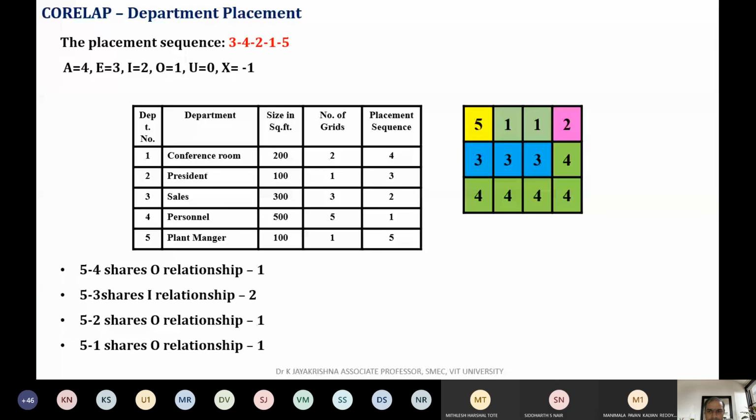Okay. So mostly in core lab problems, we will see that the number of departments is less and the grid size is less. Only then it's easy to solve. Otherwise, it will take more time. If I give 10 departments and irregular square areas, then it will be very difficult for you. So that's why we will give only simple problems in core lab. Core lab is much easier.